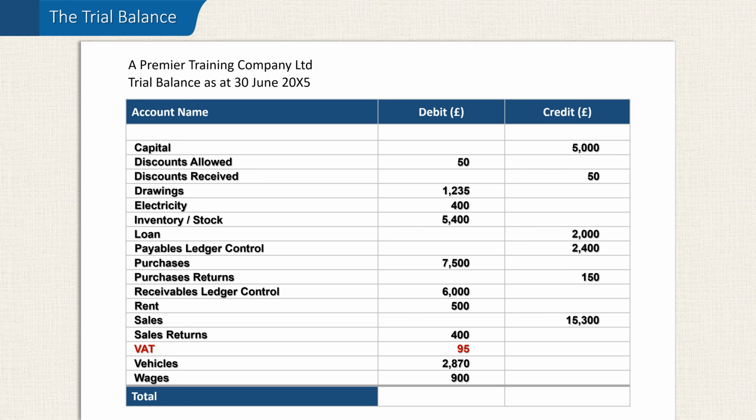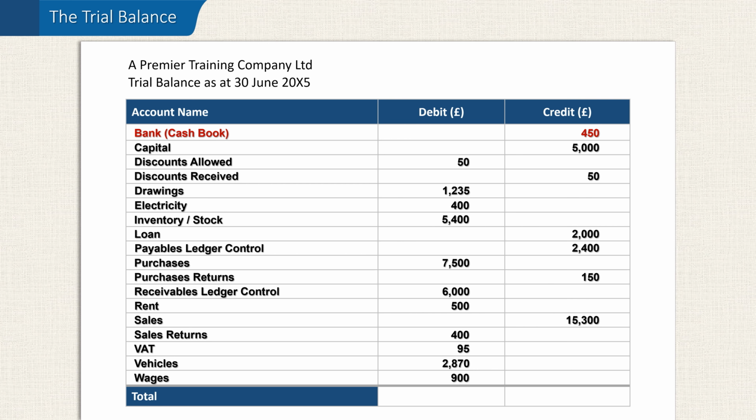The other common account which can have either a debit or a credit balance is the bank or cash book. If you have money in the bank, then this is an asset, and this will appear as a debit balance. But if you're using an overdraft, then this is a liability and will appear as a credit balance, as it does here.